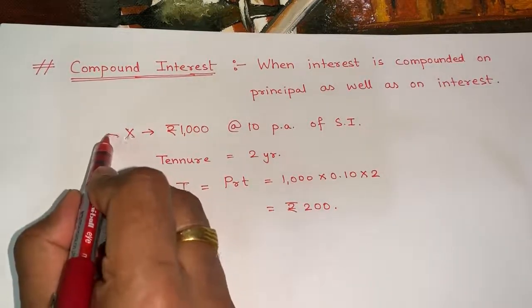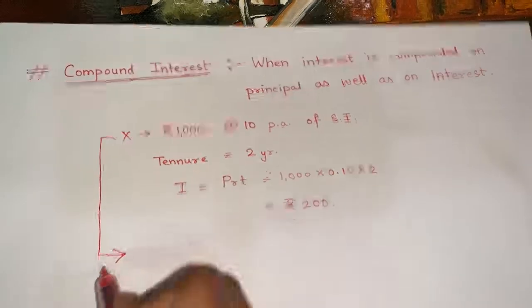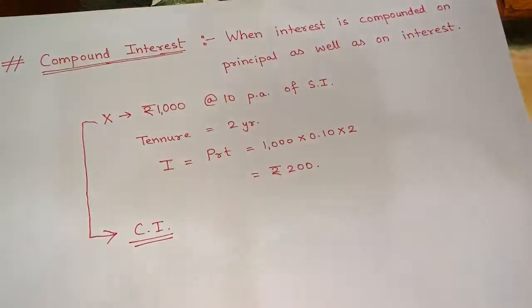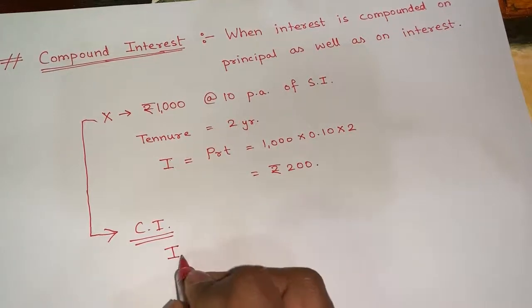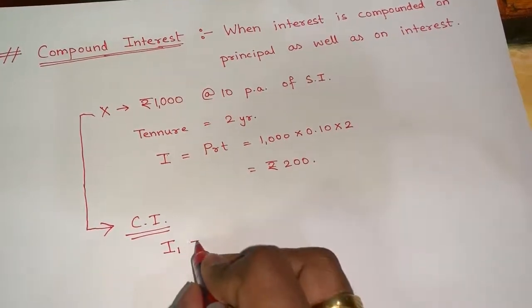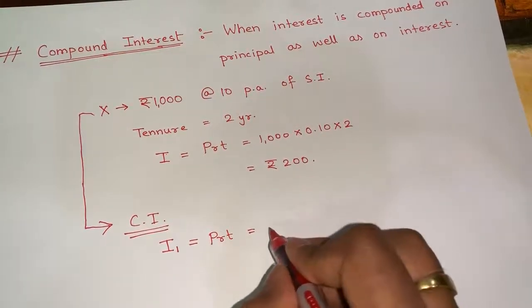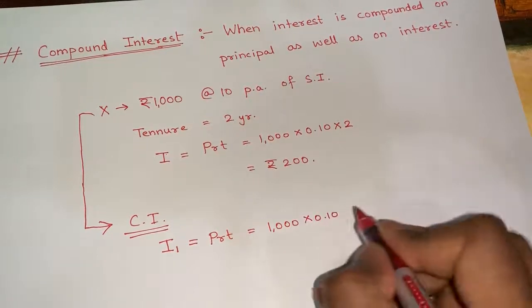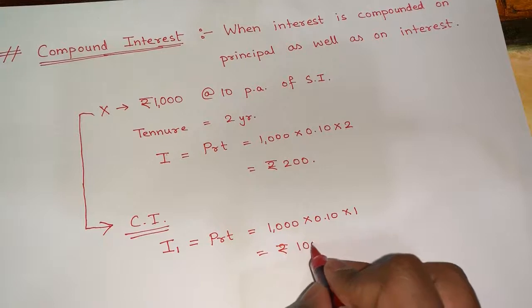But if the same loan Mr. X would have taken on compound interest, then what would happen? If the interest is at compound interest, then we would have calculated interest for 2 different years separately. So let I1 be the interest for the first year. The interest for the first year is PRT, which is 1000 into 0.10 into 1, which makes it rupees 100.